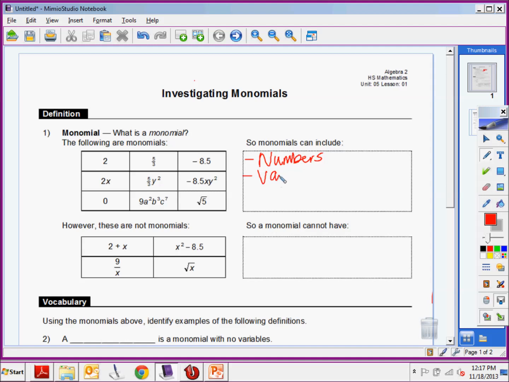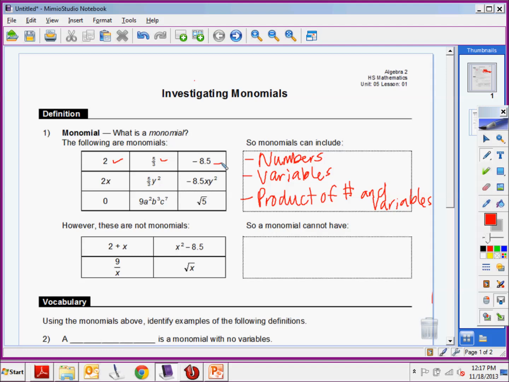A number, a variable, and the product of numbers and variables. Numbers, variables, and the product of numbers and variables. So when you look right here in this box, this would just be a number, and a number is the first row. But then notice the second row is now variables also.